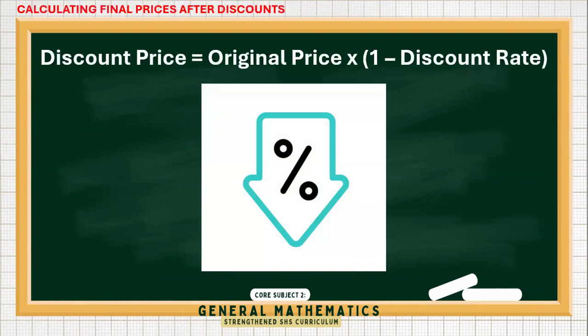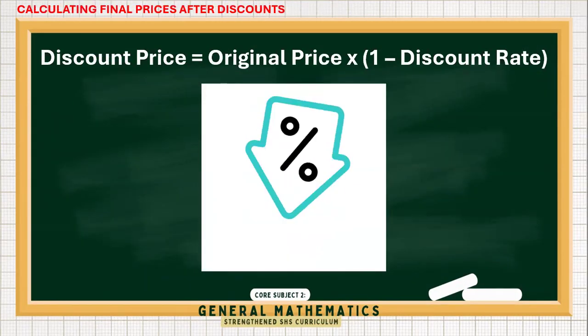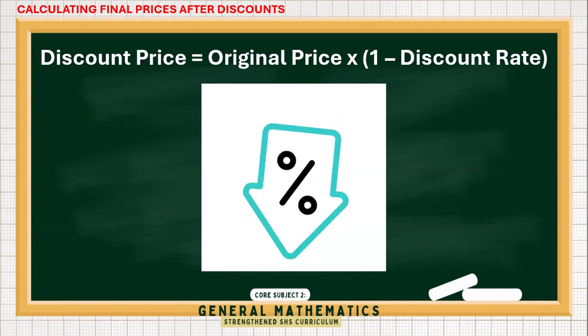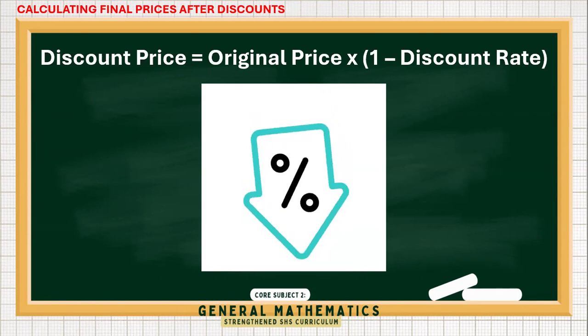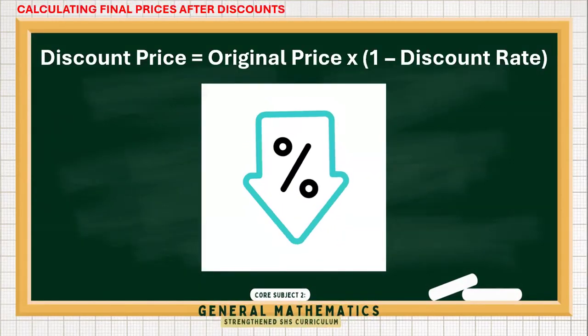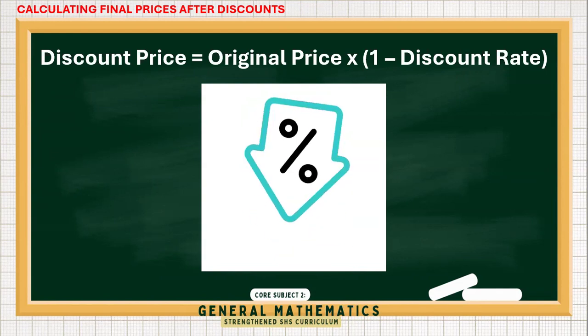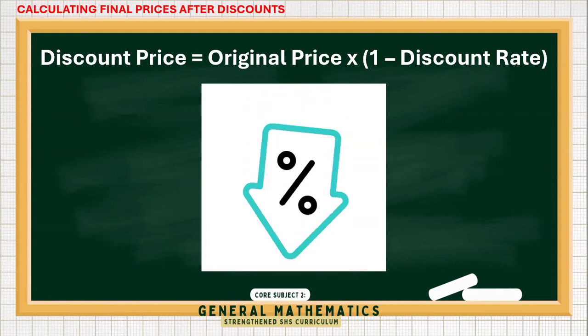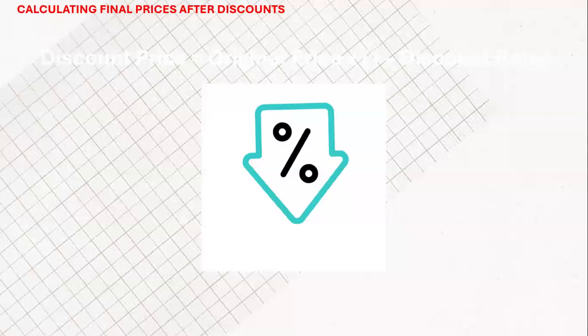For the discount price, the formula is the original price times 1 minus the discount rate. If you have a 20% discount, that's 1 minus 0.2, so the discount price is the original price times 0.8. Let's have practical examples so that we could apply all of these concepts.